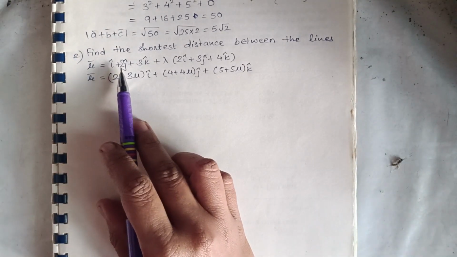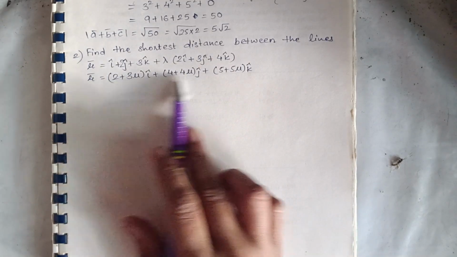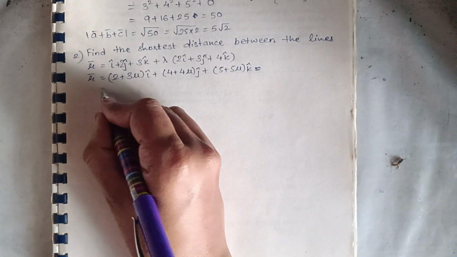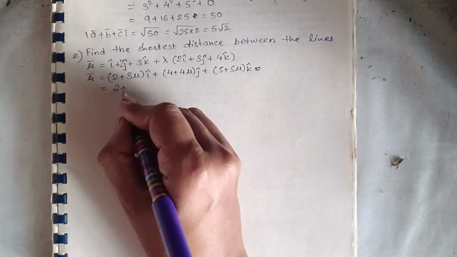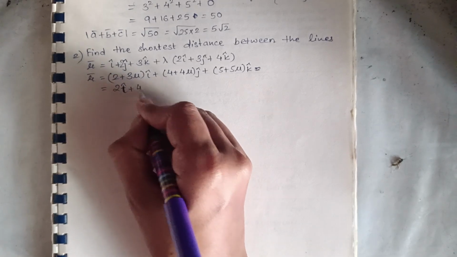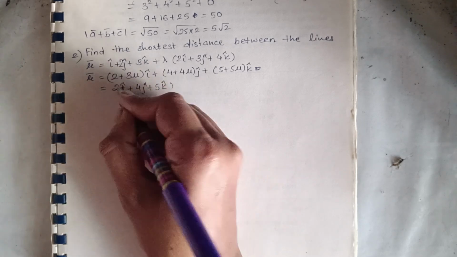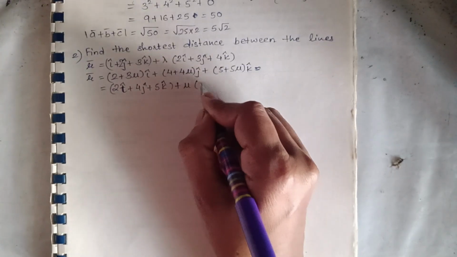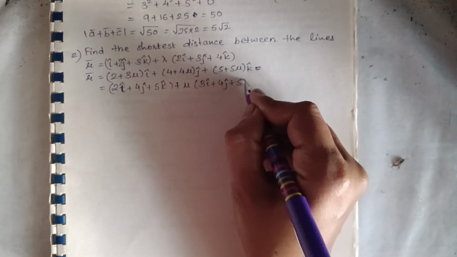Let's solve this. You have to find the shortest distance between the lines. The lines are given, so I have to write this line in a simplified way. That is, this line can be written as 2i plus 4j plus 5k plus mu times 3i plus 4j plus 5k.